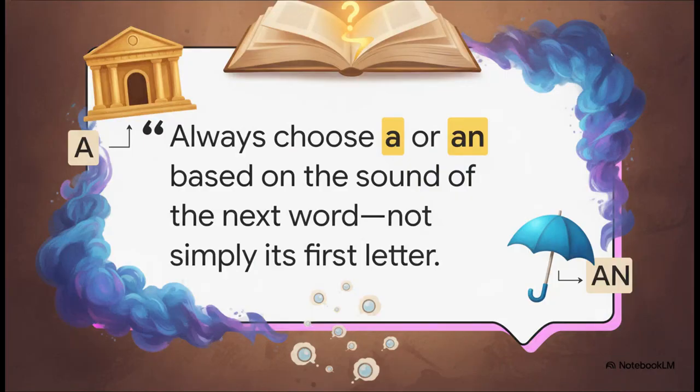To wrap things up, just remember your golden rule. Choose "a" or "an" based entirely on the sound of the next word, not the spelling. That is the true secret here. And honestly, now that your ears are tuned to this, you are going to start noticing article mistakes everywhere you go today. So the real question I have to leave you with is, are you going to be able to resist the urge to correct everyone you talk to?